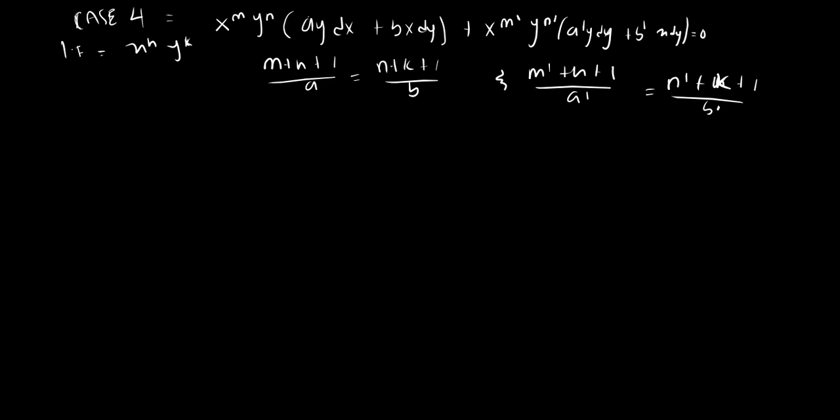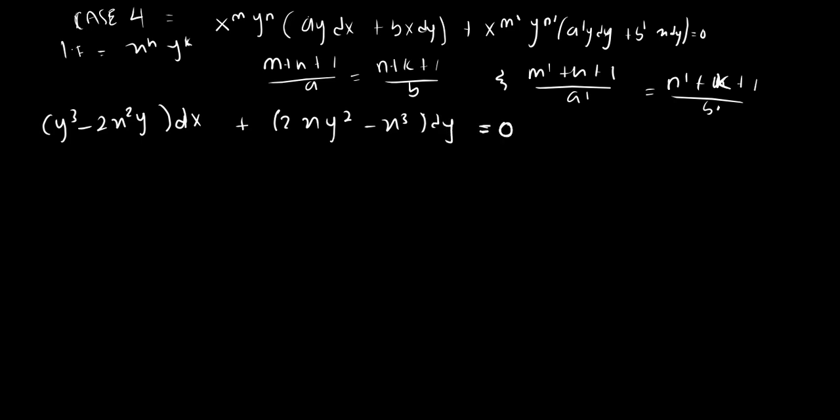Right, so here we have y cube minus 2x square y, then we have the dx, then we have plus 2xy squared minus x cube, then we have dy is equal to 0. So we have this question. So now for this question, we want to express it in the form above, right? Because currently it is not in the form above. So now how can we express this question in the form above?